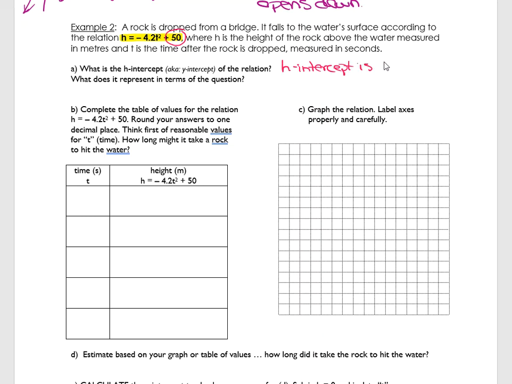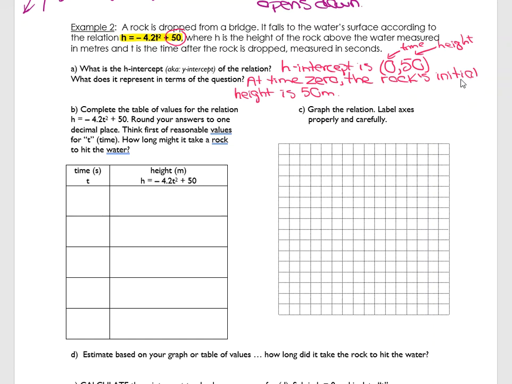is, we'll write it as a coordinate. So that's at time 0, that's what it means. You have a 0 for your x, we get a 50. And what does that mean? So if the time, this is time here, and this second number is height, so at time 0, meaning at the very beginning, before the rock is dropped, it has a height of 50 meters. And you're probably used to calling that initial value. So the initial value means like the starting point.